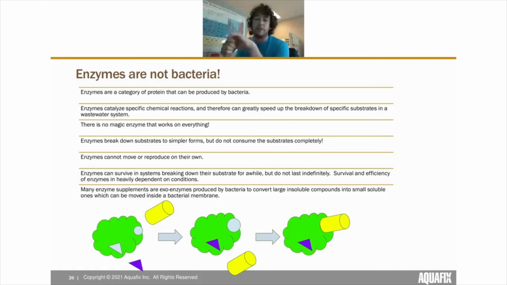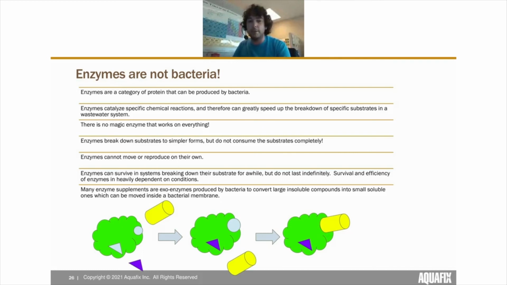Generally speaking, enzymes tend to survive a little bit longer in cooler temperatures and a little bit shorter periods of time in warmer temperatures. This doesn't necessarily mean warm temperatures are a bad application for enzymes. In a lot of cases, they're actually a great application for enzymes because enzymes work faster in warmer temperatures.